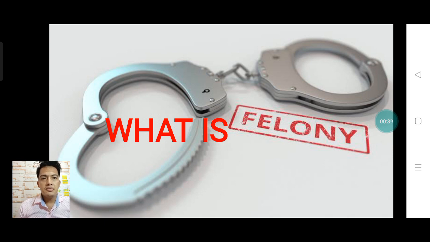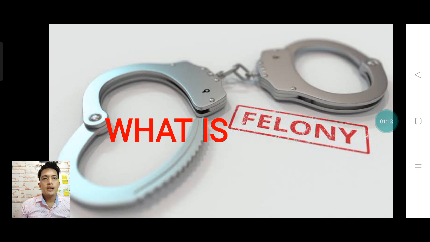So when we talk of felony, it is an act or omission punishable by the Revised Penal Code. And when we talk of offense, it is an act or omission punishable by the special penal laws. When we talk of misdemeanor or infractions of the law, these are crimes that have low-level penalties, punishable, for example, under ordinances or any laws which provide a lesser penalty.